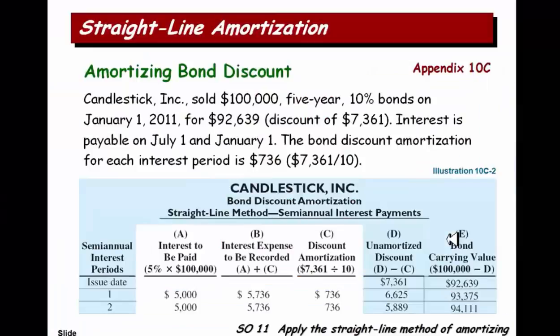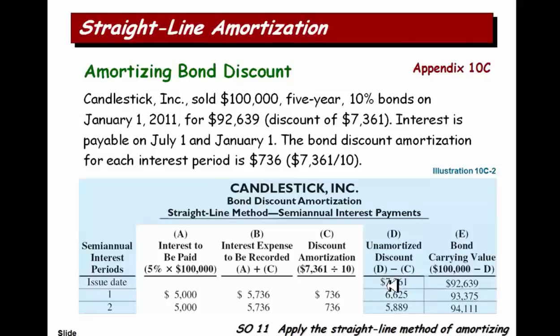Let's take a quick look at the bond amortization schedule that we'd set up for this when it was sold at a discount. Okay, so we sold it at a discount where the market rate of interest was demanding 12%, but our bonds were only paying 10%. So we discounted it to $92,639. So here's our bond amortization schedule. Issue date. There's your discount that was given. There's the carrying value of the bond, which is the face minus the discount, $92,639.